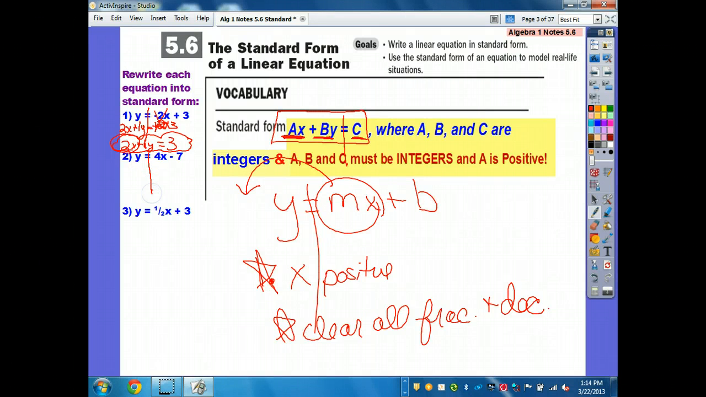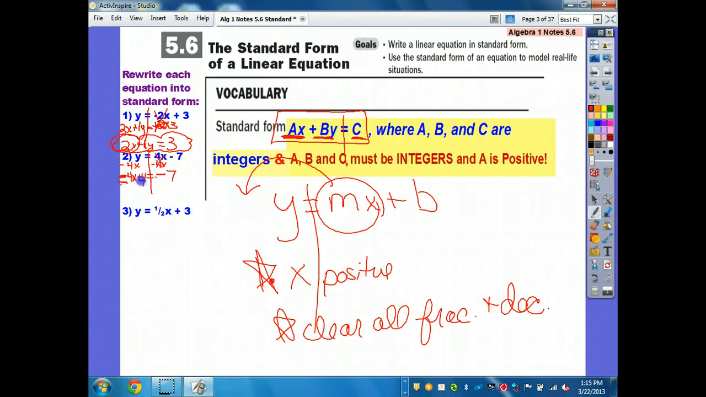How about here? What do I do? Minus 4x to both sides. So out loud together, what's my new standard form? Equals a negative 7. Am I done? No. Why? Negative x. Absolutely. I cannot have a negative x.